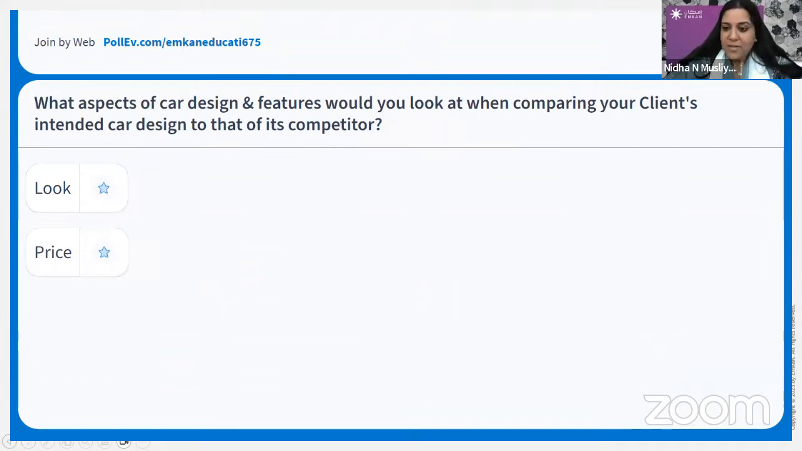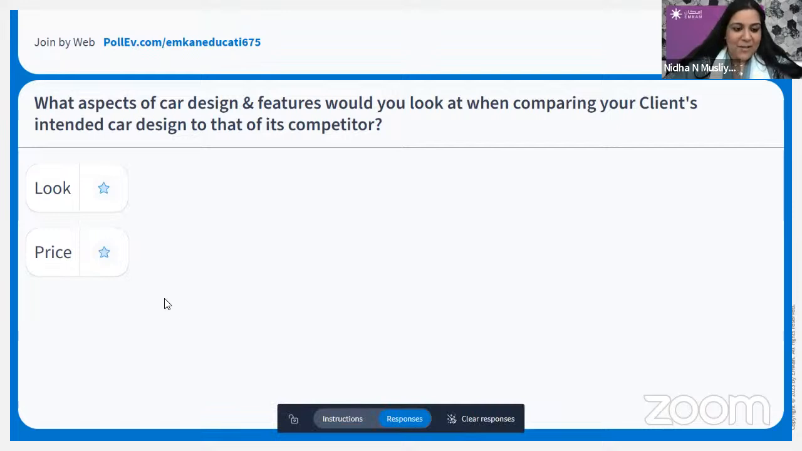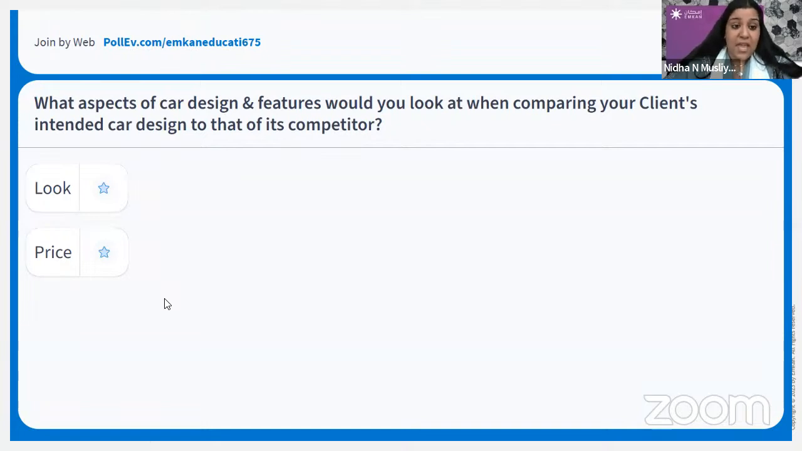Okay, look, I agree. It's very important how it looks. If it looks classy and premium. Price is a feature that you would look at. Any other car design and features that you would look at within the car itself? Because I think everyone's driving for the price aspect. Okay. Price, features. Will be good. If anybody wants to elaborate more about what type of features that you would look at when you're looking at the car design.